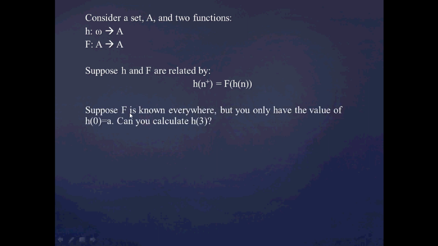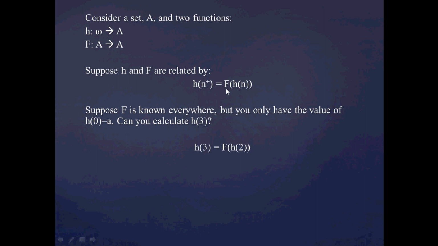So suppose we know F everywhere. So if I give you some element in A, F is going to tell you unambiguously how to compute F of whatever input. Well, let's say you only have the value of h of 0, and I tell you that h of 0 is equal to a. And the question I'd like to ask is, can you calculate what h of 3 is from knowledge of h of 0 being equal to a, the knowledge of this relation, and the knowledge of what F is doing?